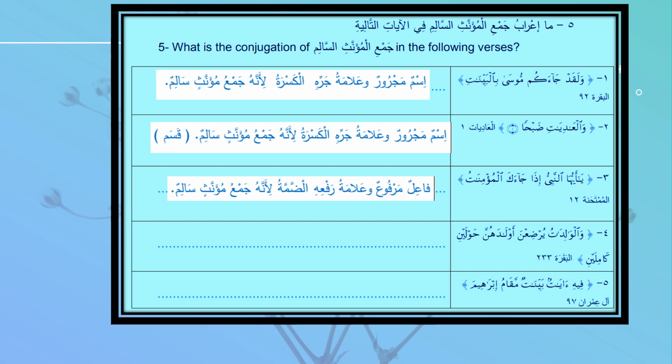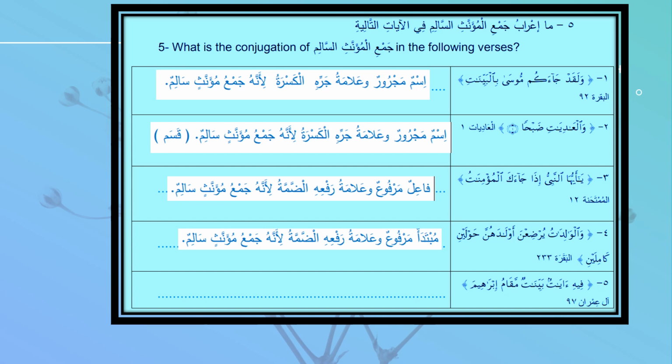Now the next one is والوالدات يرضعن أولادهن حولين. يرضعن أولادهن حولين means the walidat, the mothers, should feed their children. Hawlain means 2 years. Kamilain, full years. So where is our Jama Muannas? It's walidat. And now let's see, it's mubtada, right? Starting of the sentence. So it's mubtada marfu, walamatu rafi damma liannahu Jama Muannas salim.